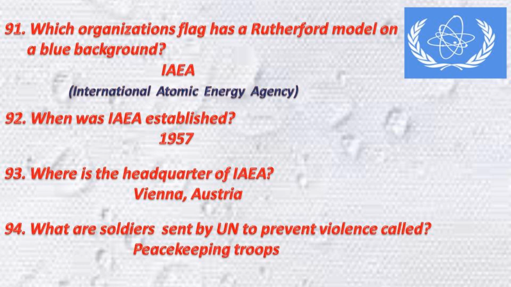91. Which organization's flag has a Rutherford model on a blue background? IAEA, International Atomic Energy Agency. 92. When was IAEA established? 1957. 93. Where is the headquarter of IAEA? Vienna, Austria. 94. What are soldiers sent by UN to prevent violence called? Peacekeeping troops.